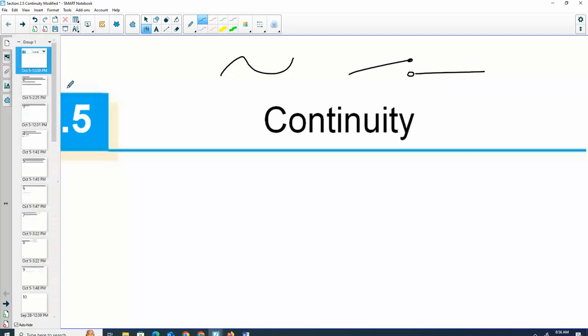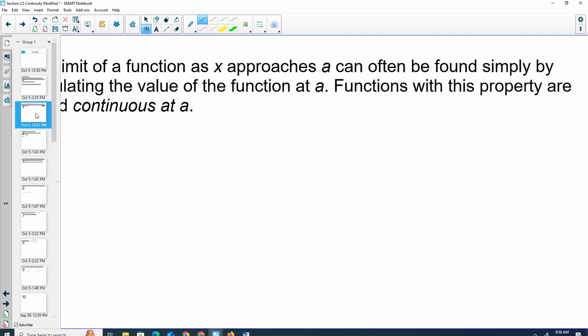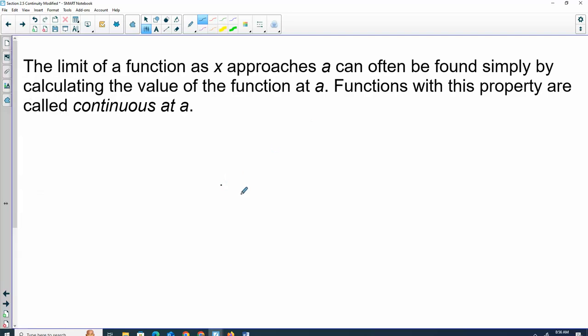So we're talking about when graphs are continuous, because a lot of the calculus concepts only apply to continuous functions or places where the graph is continuous. So we need to be able to identify them.